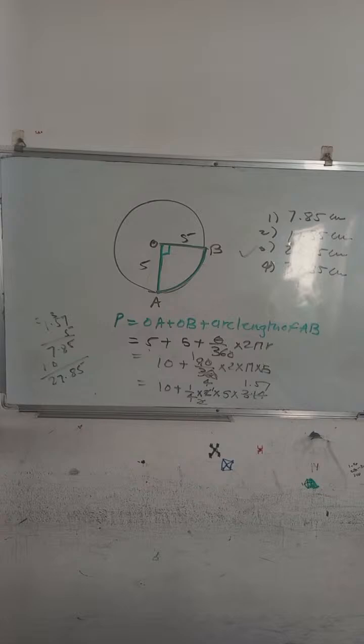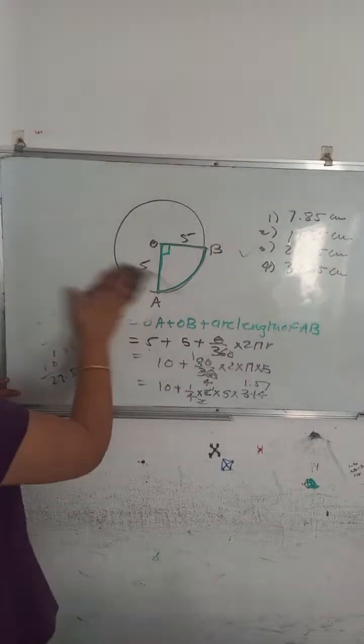Now write down the next question. The area of the circle that can be inscribed in a square of side 6 centimeter. The area of a circle that can be inscribed in a square of side 6 centimeter is.